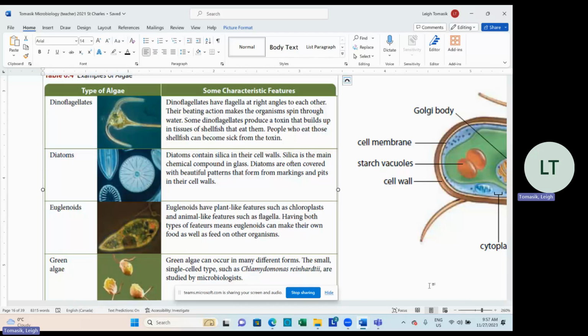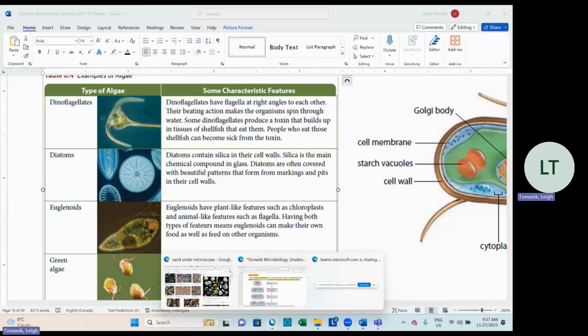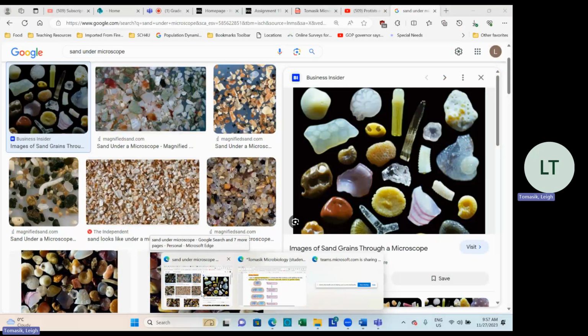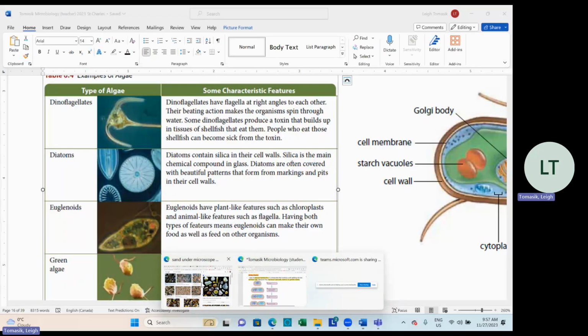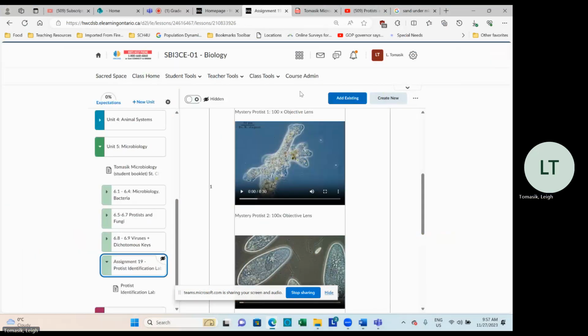Euglenoids are funny little things. You're going to read about them later. They have some plant-like features and some animal-like features. So they have chloroplasts and they can do photosynthesis, but in low lighting conditions, they can switch and become animal-like and can eat other organisms. So euglenoids can do both, right? Not a lot of beings out there can do both. I want to show you very, very quickly how they move.